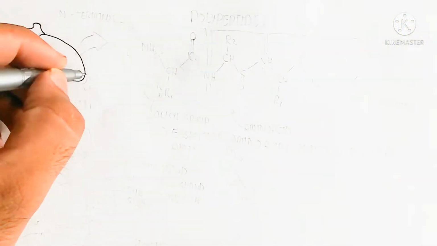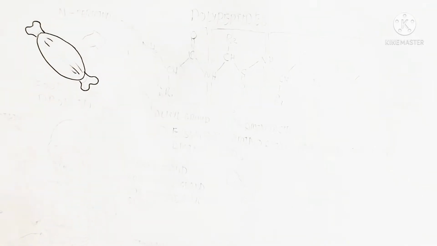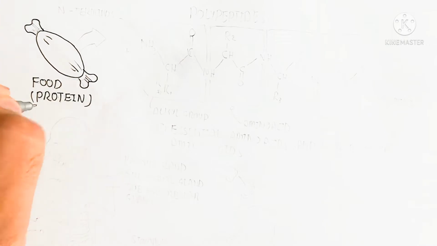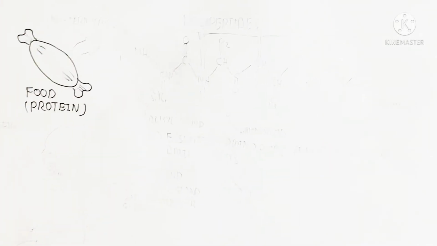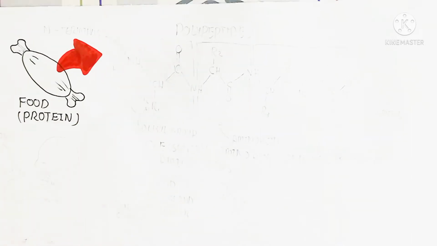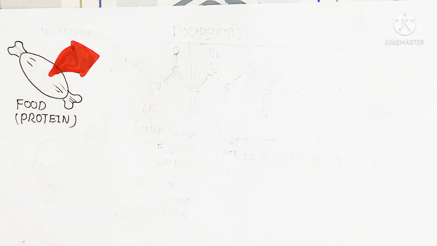Hello, today we will discuss protein digestion. So let's begin by understanding what protein is first. This is the food, this is the chicken, which contains protein. So the protein is made up of an amino acid chain known as a polypeptide.